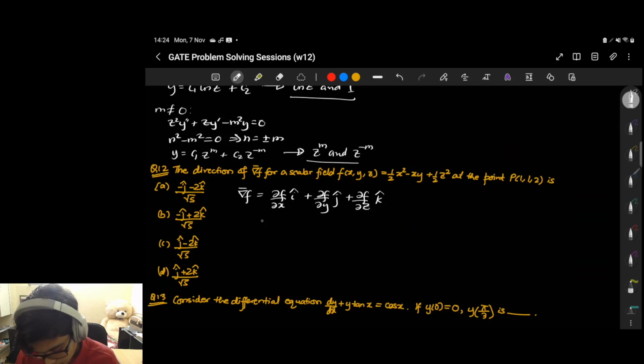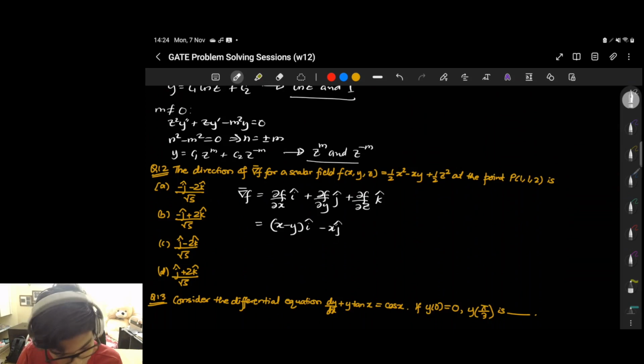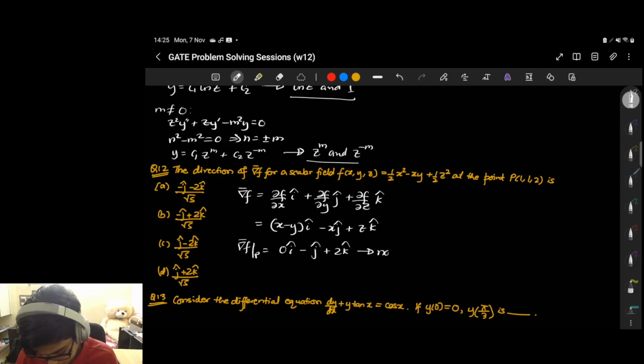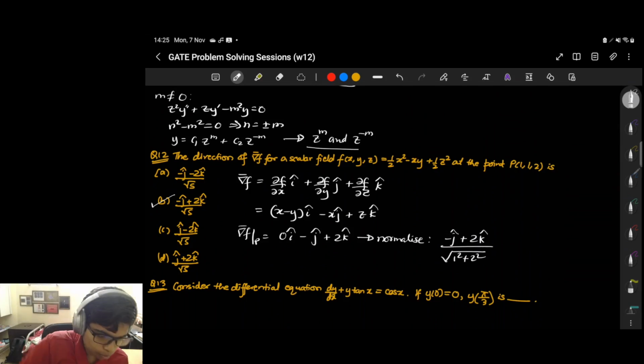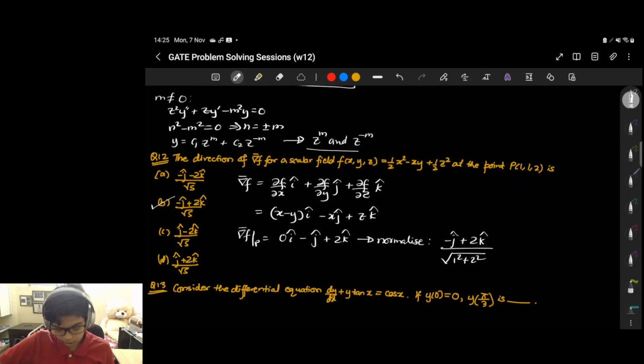So in our case, this is equal to x minus y i cap minus x j cap plus z k cap, and at the point P it is 0 i cap minus j cap plus 2 k cap, and when we normalize it, then we will get the direction. Even here we get the direction, so it is minus j plus 2k, so option B is the correct option. So normalizing would give us square root of 1 squared plus 2 squared, and that is root 5. So this is the direction, the normalized direction.